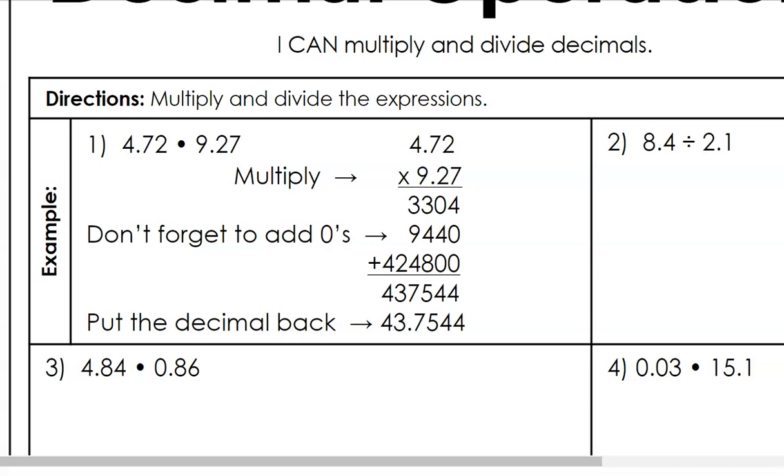All right, so when you are multiplying decimals, you line up by the number. You see how they are lining up by the number here? They are not lining up by the decimal like we did with adding and subtraction. They're lining up by the numbers. Okay, just line up by the numbers.